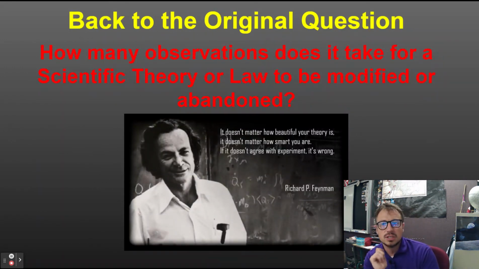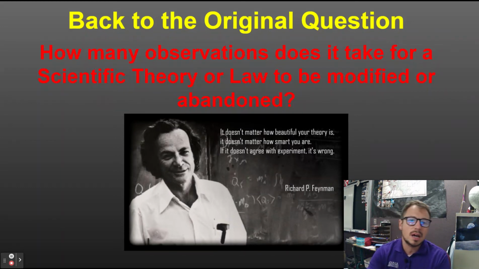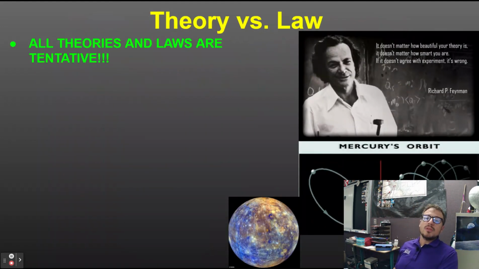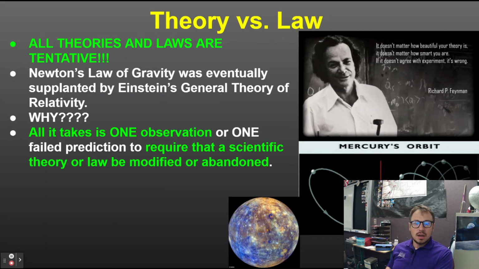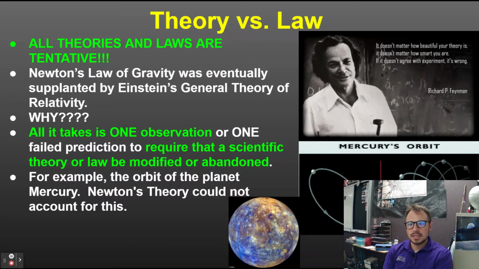Now, how many observations does it take for a scientific theory or law to be modified or abandoned? All theories and laws are tentative. Newton's law of gravity was eventually supplanted by Einstein's general theory of relativity, and all it takes is one observation or one failed prediction to require that a scientific theory or law be modified or abandoned. The orbit of the planet Mercury is something Newton's theory could not account for.